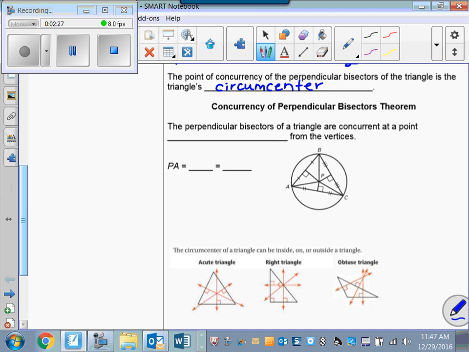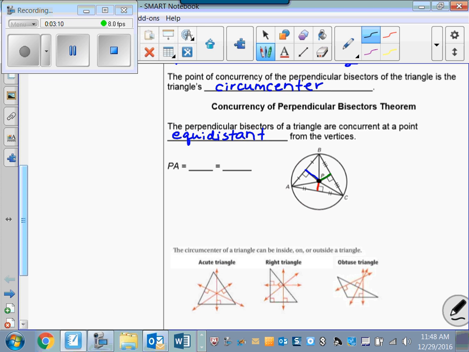All right, we got a theorem, of course. It says the perpendicular bisectors of a triangle are concurrent at a point that is equidistant from the vertices of the triangle. So let's look at this triangle we got here. You see, we have the perpendicular bisector of AC right here. Got the perpendicular bisector of BC right here. Got the perpendicular bisector of AC right here. That point where they all come together is the circumcenter.